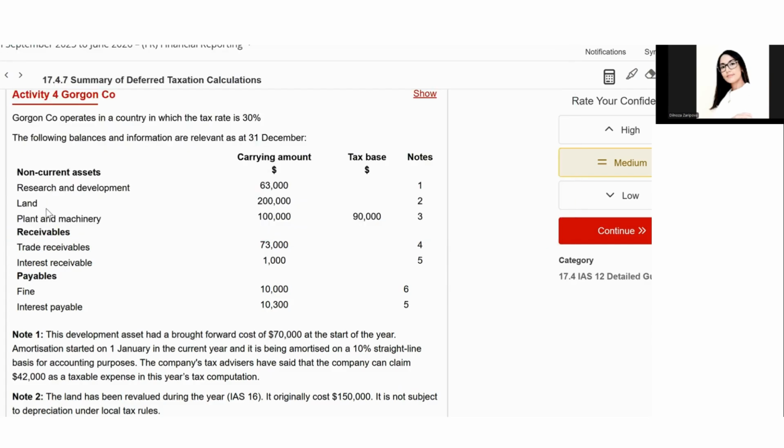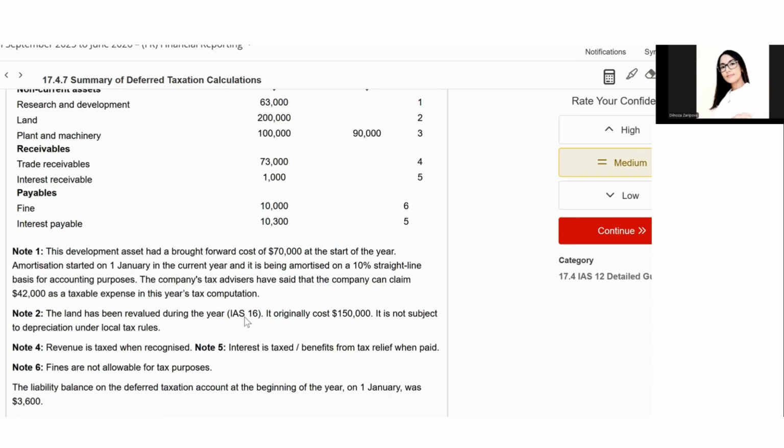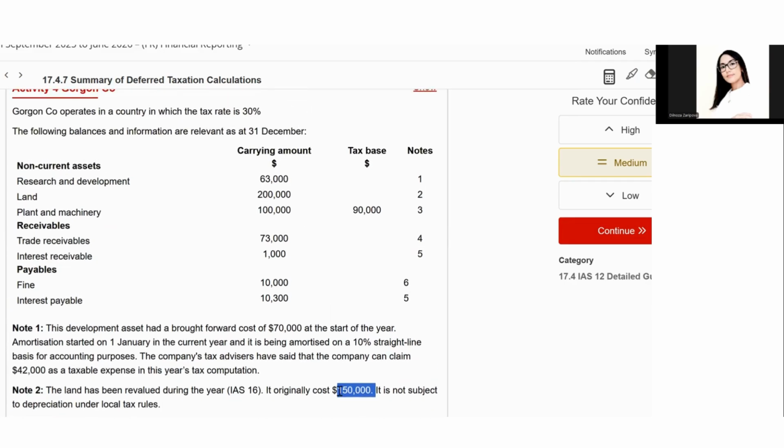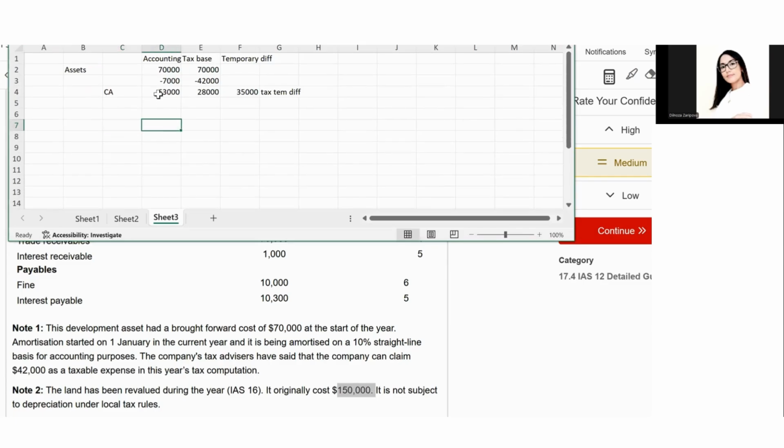Land, right? What about land? Land is 200,000 here. The land has been revalued during the year. It originally cost 150,000, and it is not subject to depreciation under local tax rules. So it originally cost 150,000 and it became 200,000, right? What we do with the revaluation, if you remember, is take the revalued amount as the carrying amount, and as the tax base, the original amount. So here we are going to have just 200 minus 150 for the land.